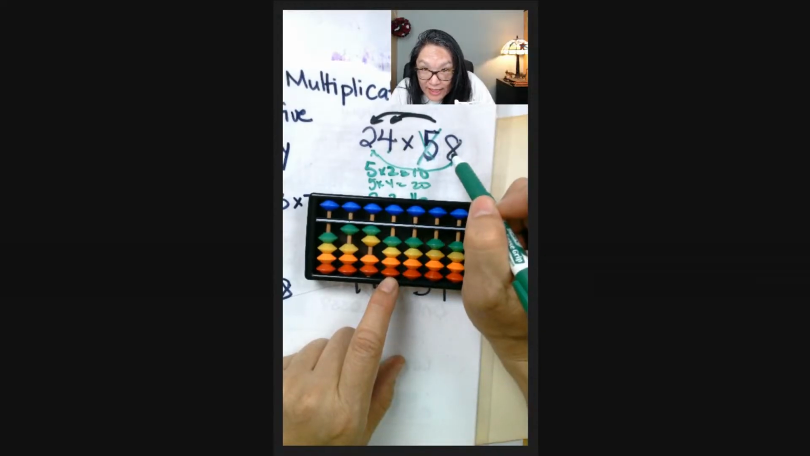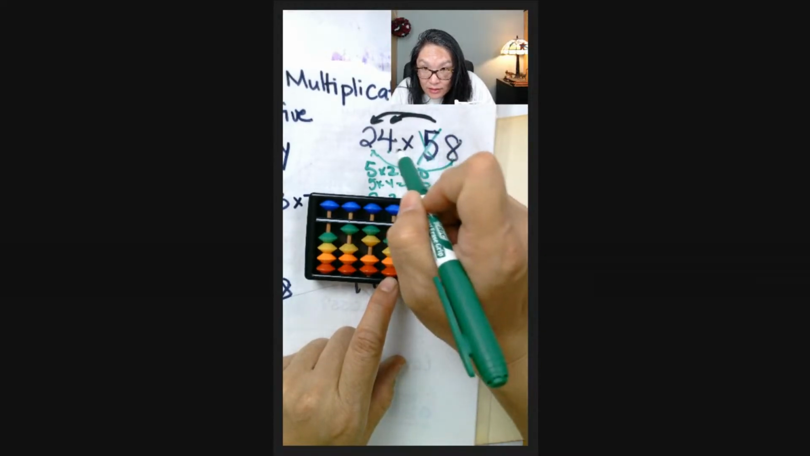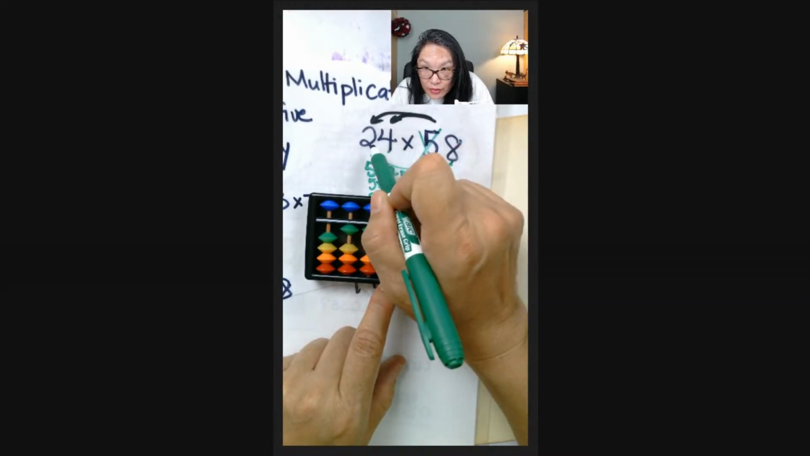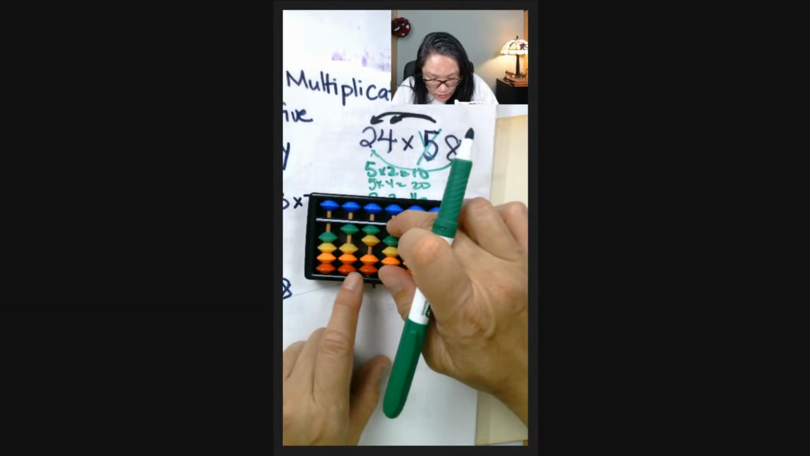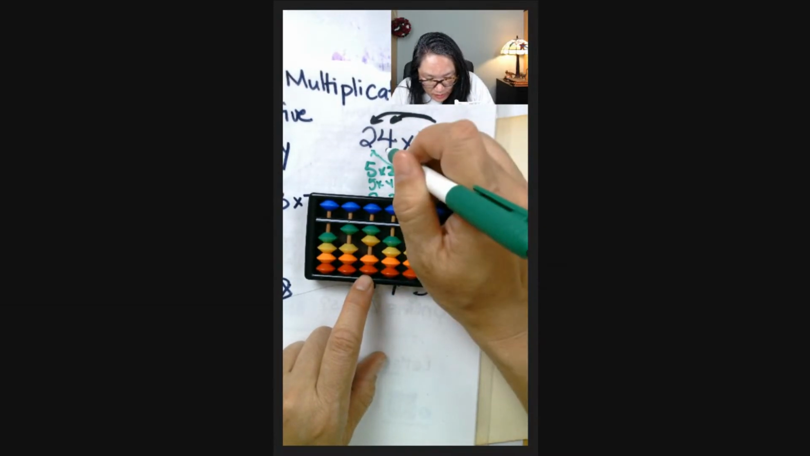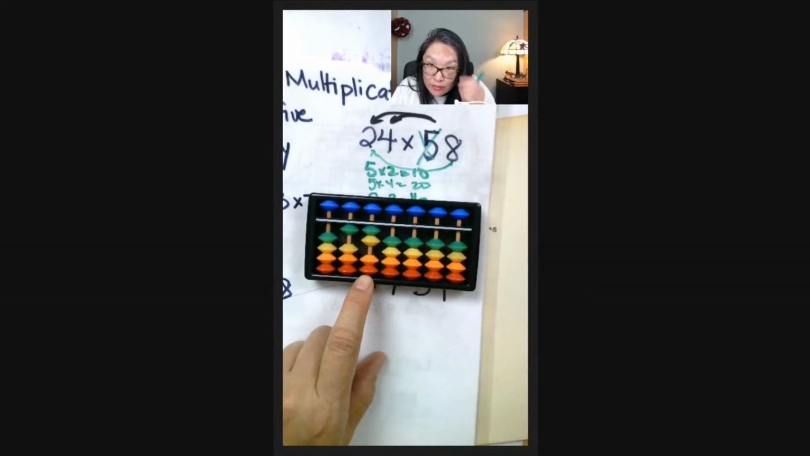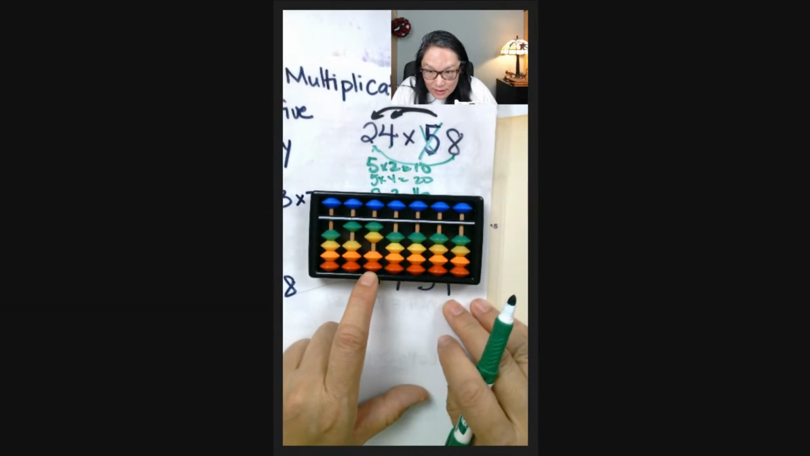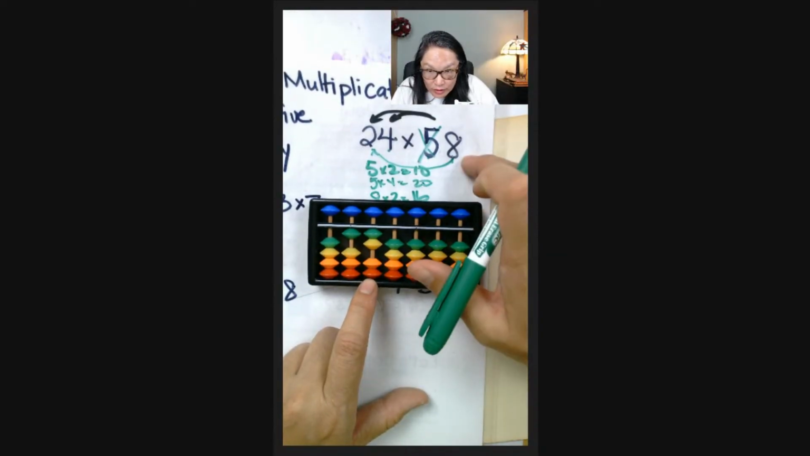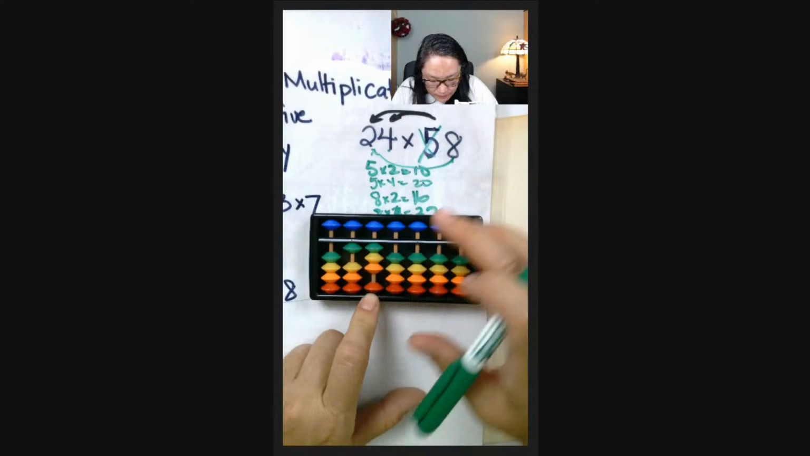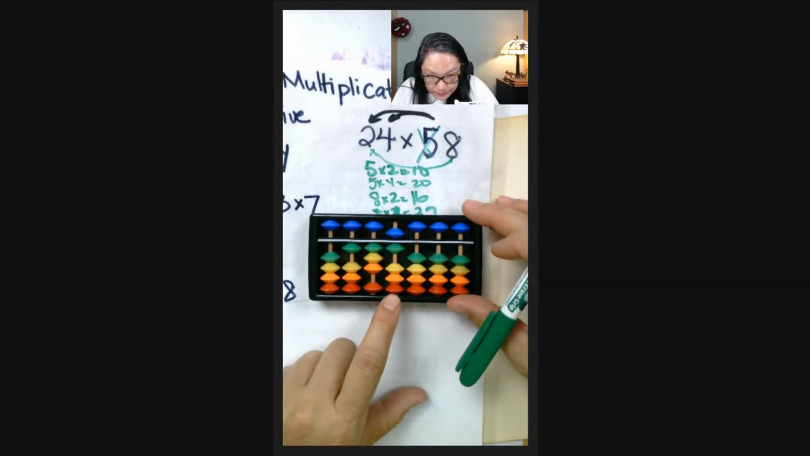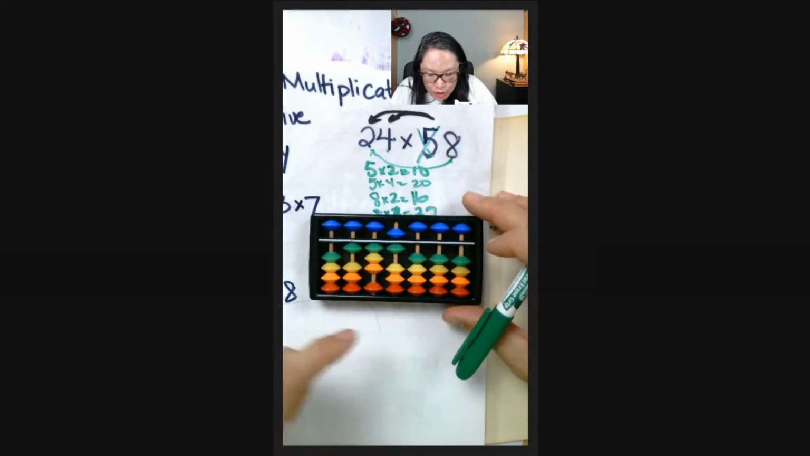So we have to recount 1, 2, 3, because we're done with the 5. Because we're done with the 5, we have to go to the next one. Does that make sense, Eve? So when we're looking at it, 8 times 2 is 16. Add 1, add 6.